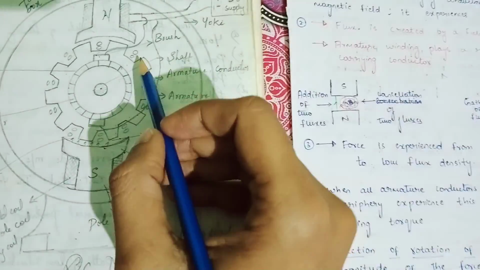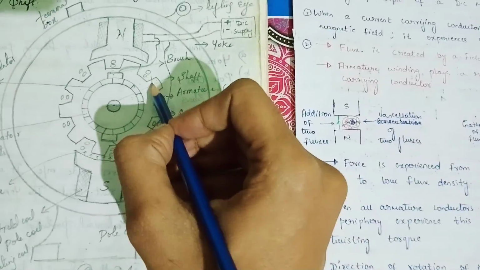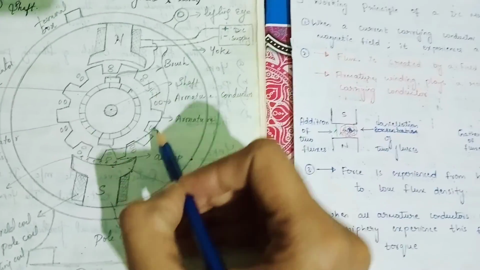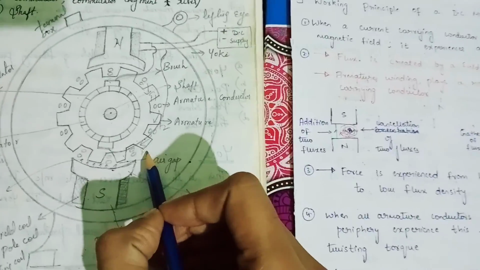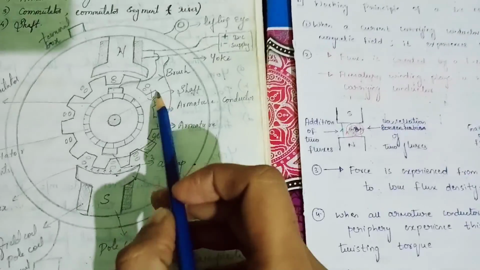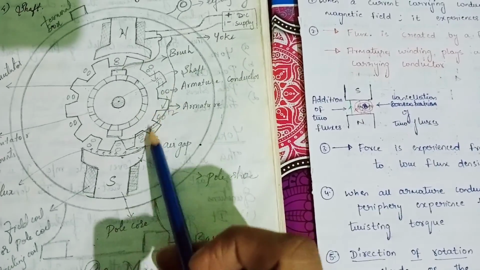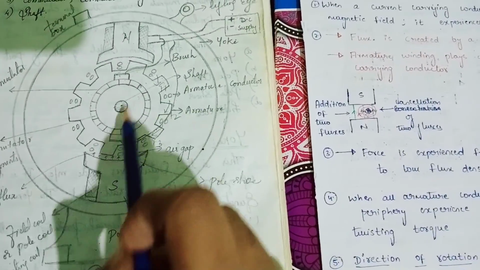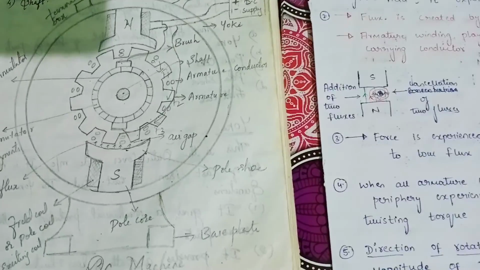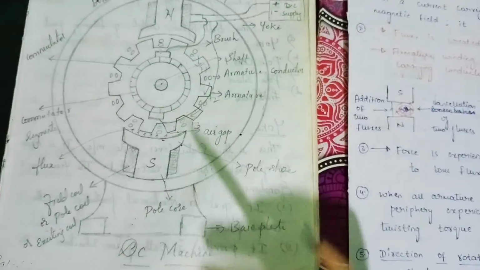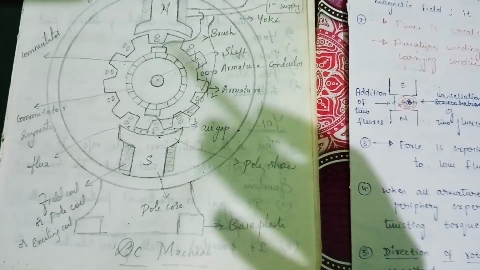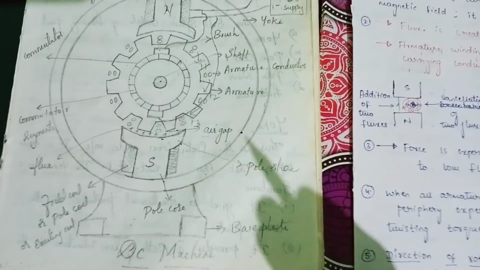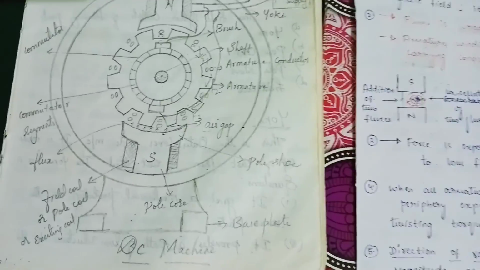Hence, when all these conductors experience force, what happens? If this is F1, this is F2, and this is F3, they all experience a force, and the armature conductor rotates. This is how the armature conductor rotates. This is how electrical energy is converted into mechanical energy.